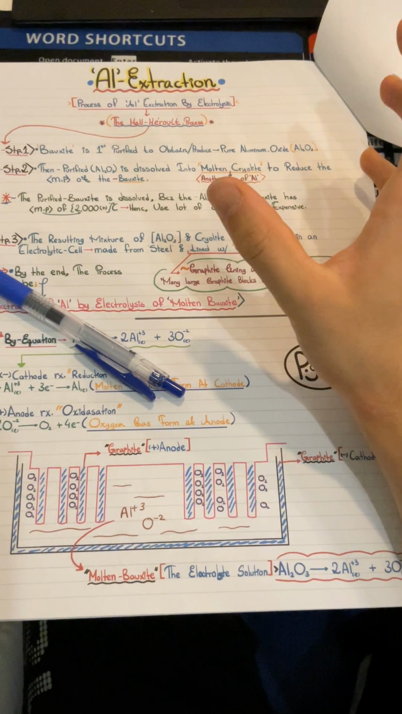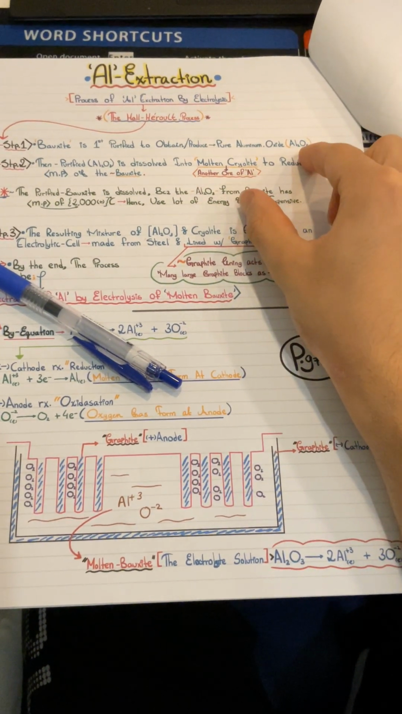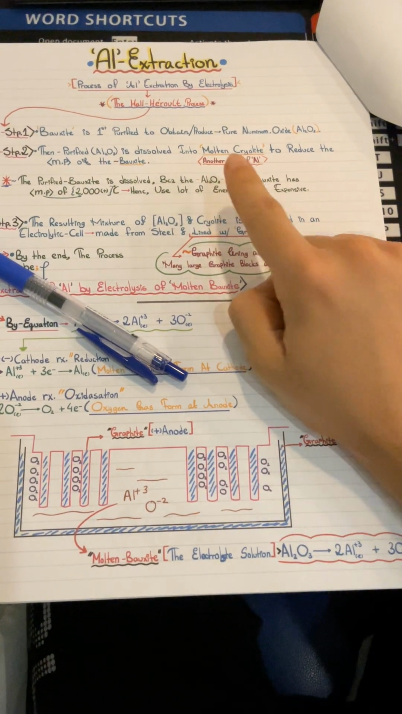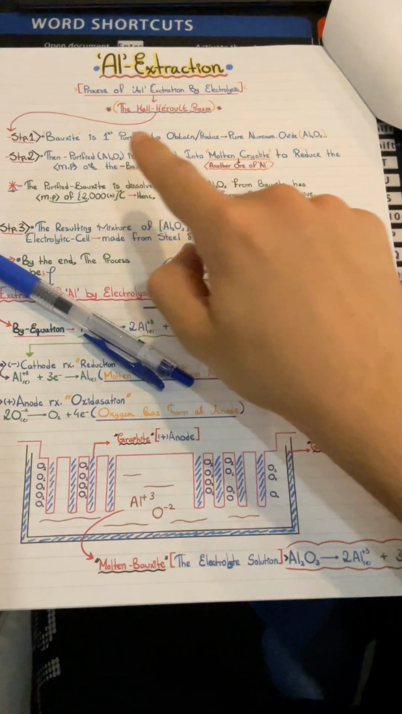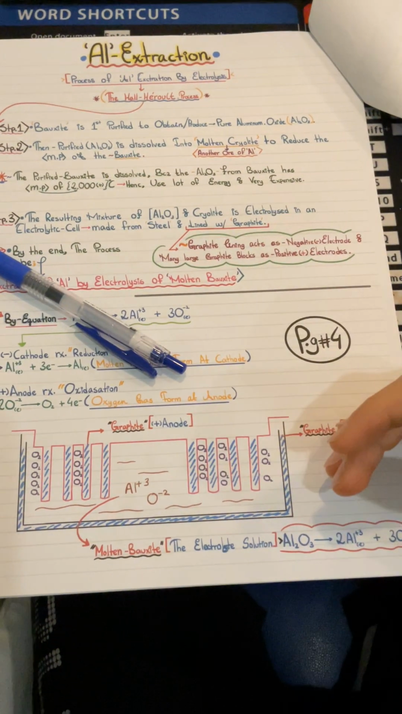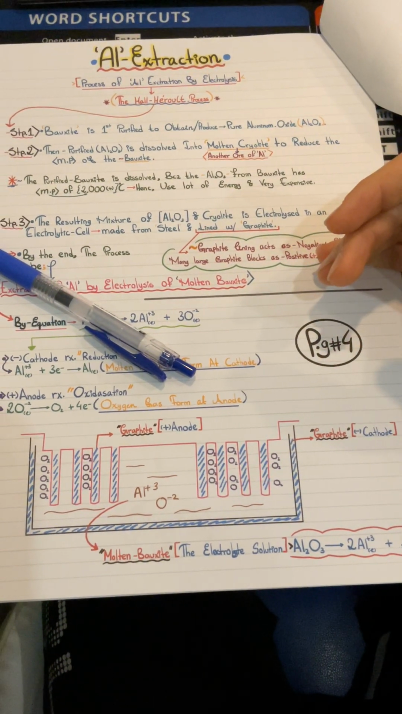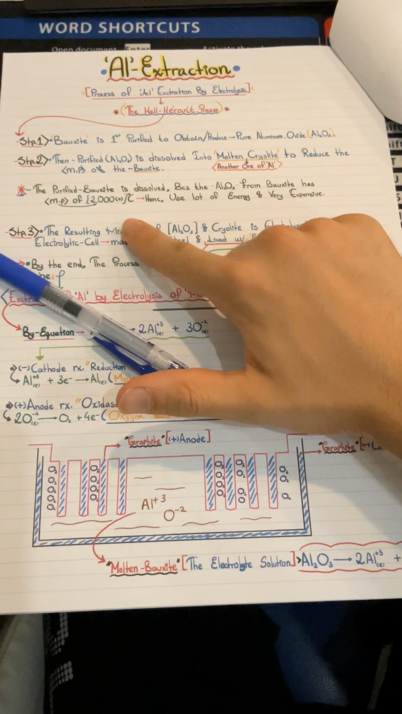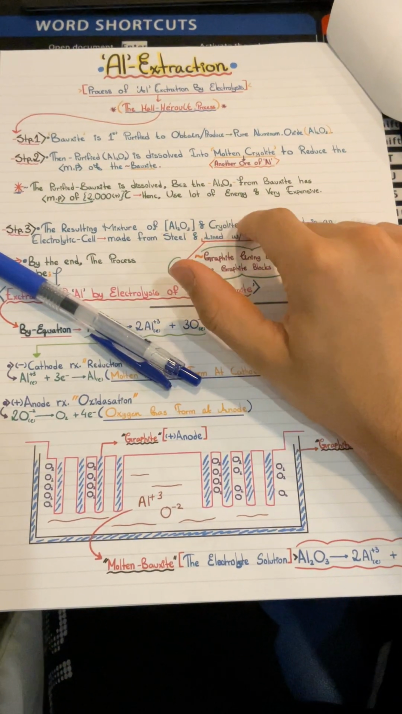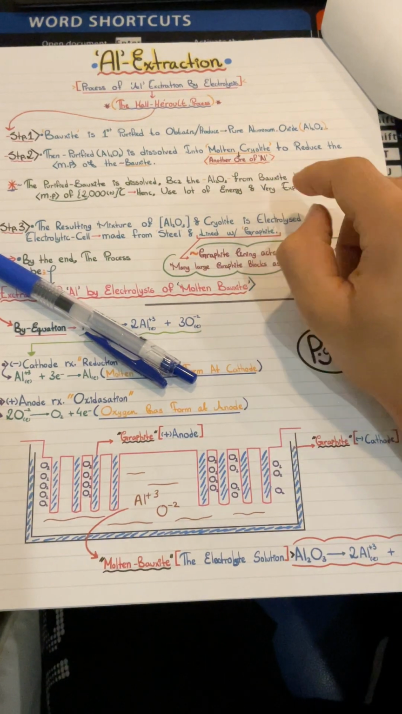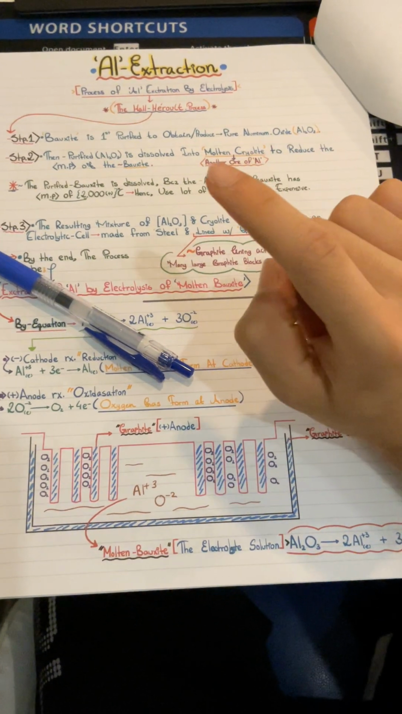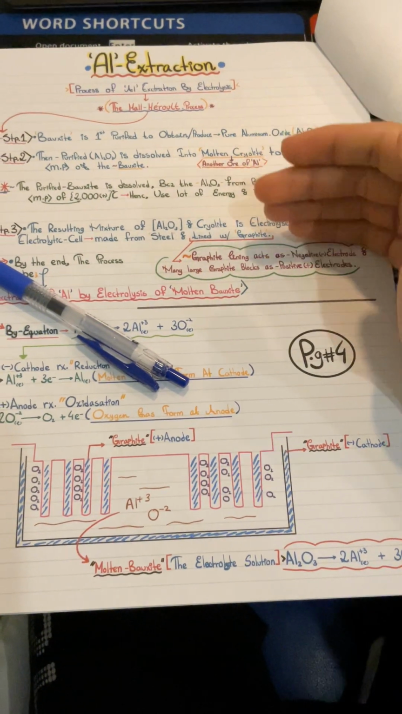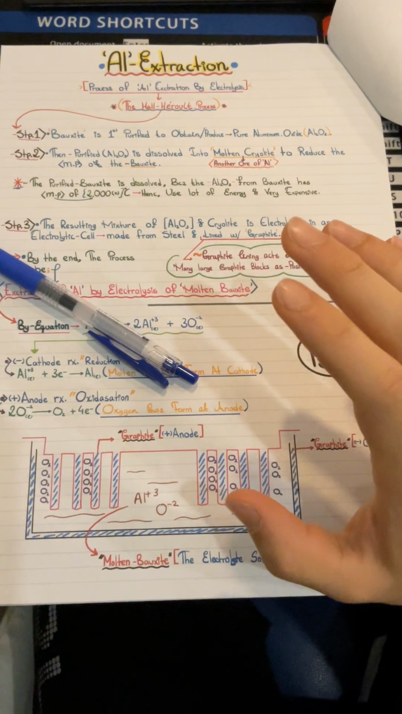Why do we dissolve the pure aluminum oxide obtained from bauxite into molten cryolite? We do this to reduce the melting point of bauxite because bauxite has a very high melting point, okay? Almost about 2000 degrees Celsius. Hence, it will use a lot of energy for extraction and it will be very, very expensive. So, we dissolve the purified aluminum oxide into molten cryolite to help reduce the melting point, okay?